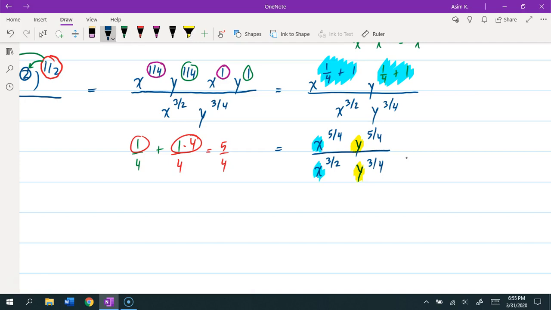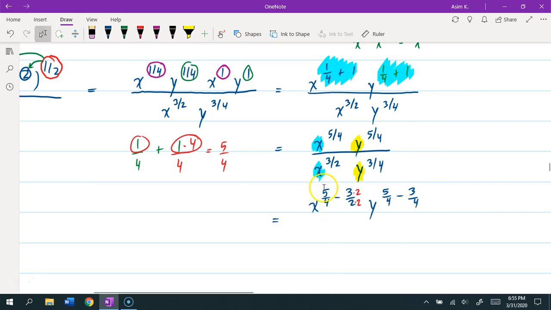Whenever you're dividing 2 variables, I probably have repeated this 5-6 times already, you need to subtract the exponents, top minus bottom. So everything comes to the top, and you're doing the question 5 over 4 minus 3 over 2, and then 5 over 4 minus 3 over 4. Okay? Now, one of these does not have a common denominator, so let's just do it here. The common denominator of 4 and 2 is 4.